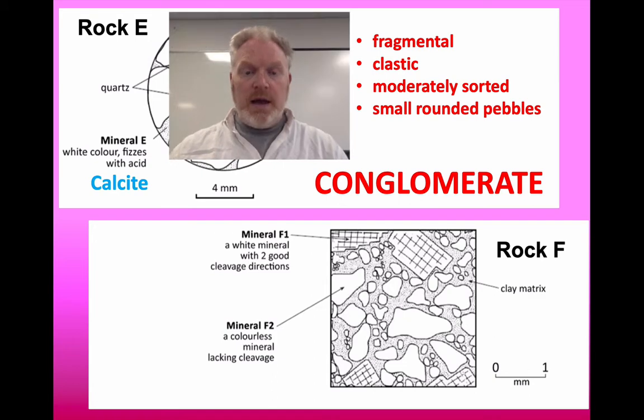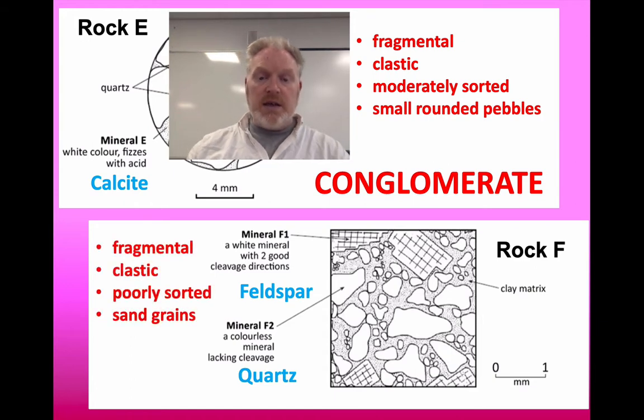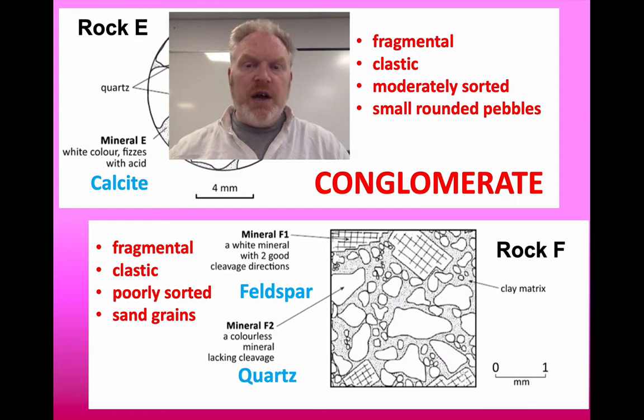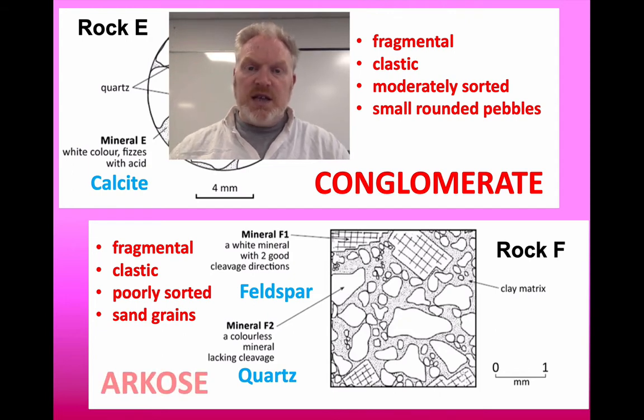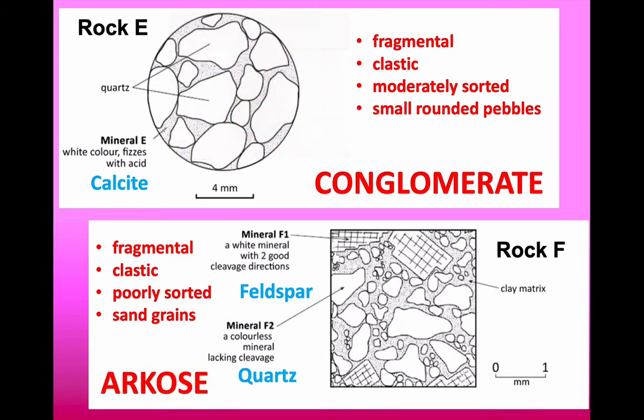Rock F has a couple of minerals to identify. A white mineral with two good cleavage directions has got to be feldspar. The colourless mineral without cleavage is going to be quartz. There's clay as well in this rock. Again, it's fragmental and clastic. This one, though, is poorly sorted. There's a big range of grain sizes within this. But these grains are all sand size. None of them are bigger than 2 millimeters. So this rock is a type of sandstone. But because there's a lot of feldspar in here, this is a type of sandstone we call an arkose. The type of thing we get in a desert river.